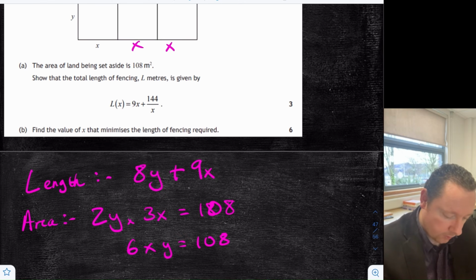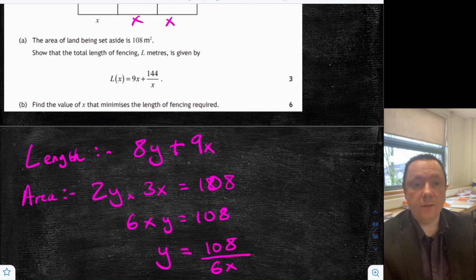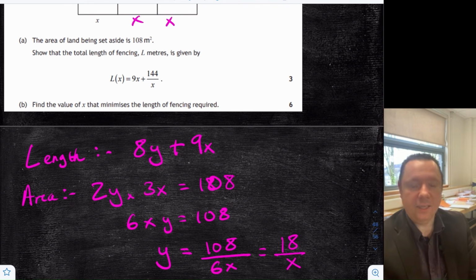So I can replace this y by dividing by 6x. Y is 108 divided by 6x. So I can do 108 divided by 6x. So that simplifies to 18 over x.